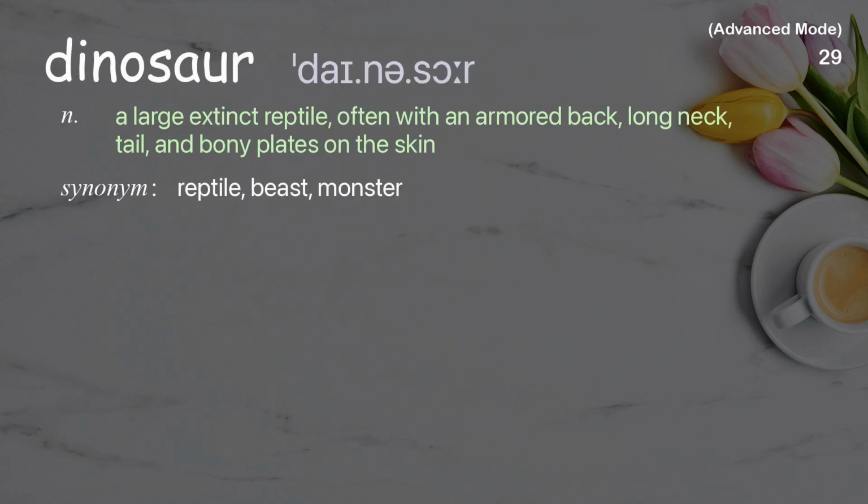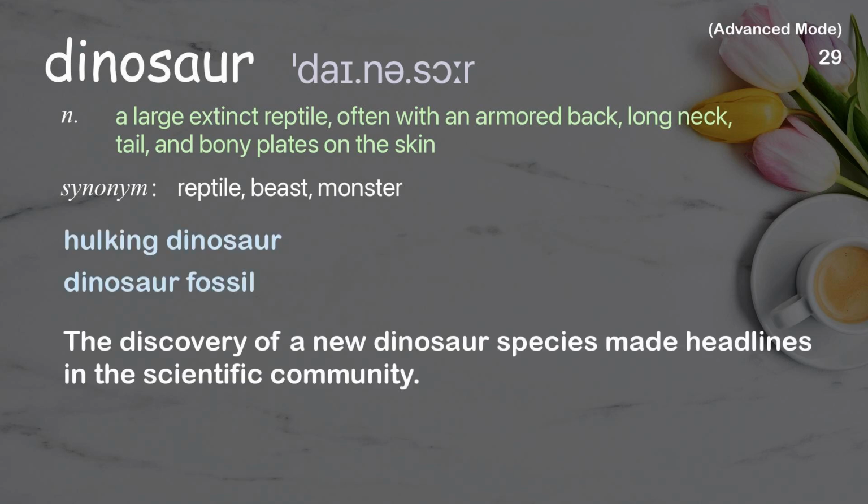Dinosaur. A large extinct reptile, often with an armored back, long neck, tail, and bony plates on the skin. Examples: Hulking dinosaur, dinosaur fossil. The discovery of a new dinosaur species made headlines in the scientific community.